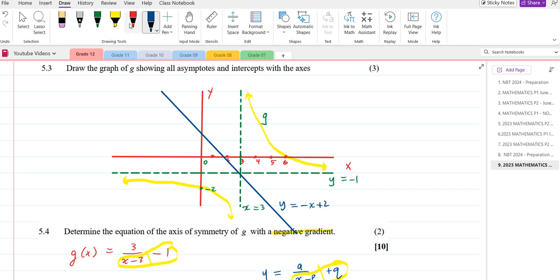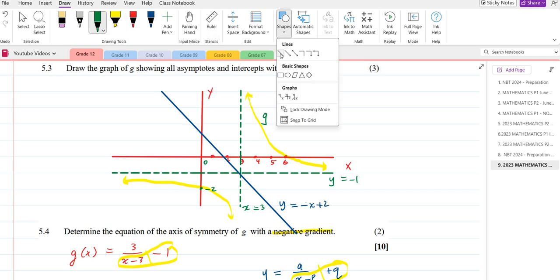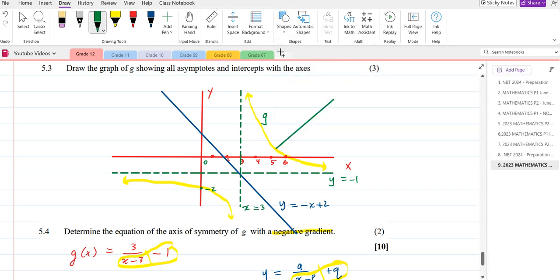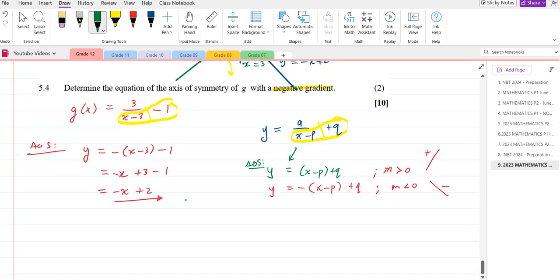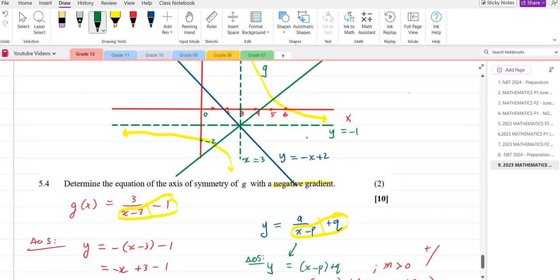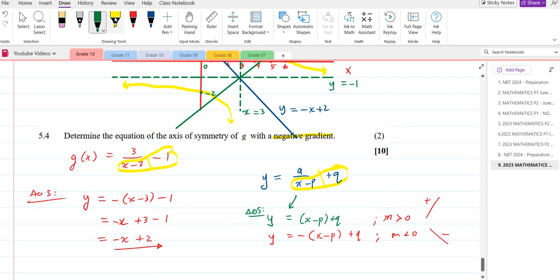Let me draw the positive axis of symmetry graph. Obviously it's not part of this problem, but let's just draw it. Positive axis of symmetry will go something like this. So you can see clearly that this half will touch that half and this bottom half will touch that bottom half. And I think the positive axis of symmetry will just be y equals x minus 3 minus 1. It will be x minus 4. So this line actually goes through minus 4 because it's going to be minus 3 minus 1, so x minus 4.